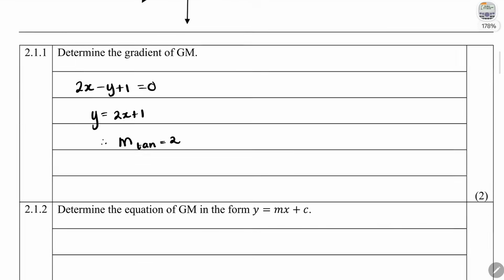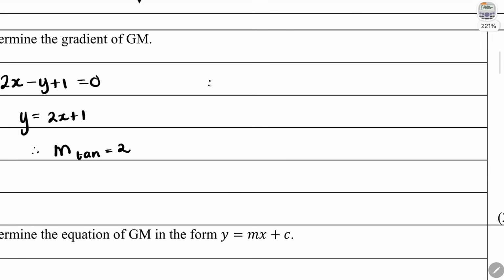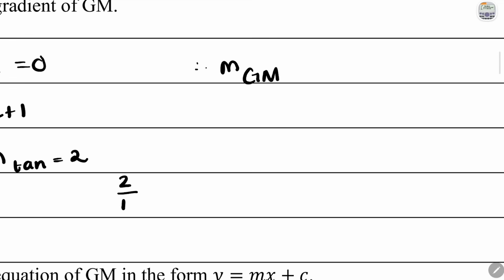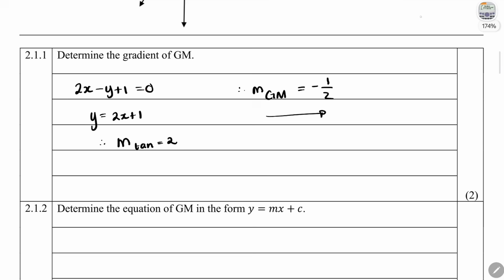So what does this mean about the gradient of the radius? To find the gradient of the radius, GM, we're simply going to switch the numerator and denominator. You see with this 2, it actually has a denominator of 1. So we're going to swap the numerator and denominator, so it becomes 1 over 2, and then you multiply this gradient by -1. So it's finally equal to -1 over 2. And that is our answer. Moving on to the next question.